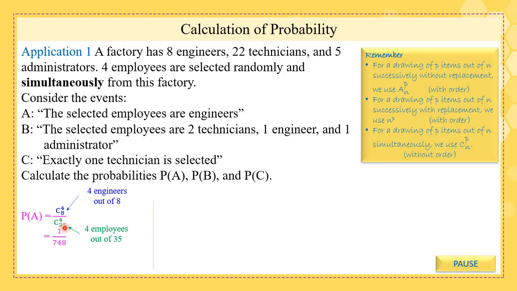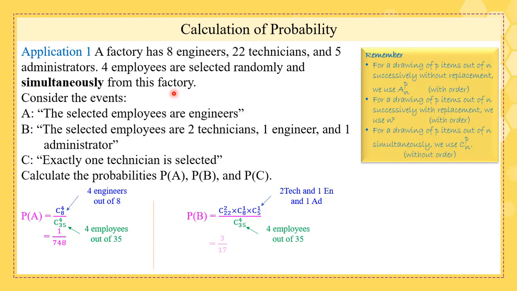Well, try to find P of B alone. For P of B, we need to select 2 technicians, 1 engineer, and 1 administrator. So 2 out of the technicians, 1 out of the engineers, and 1 out of the administrators over 4 out of 35. And we are always using combination because the selection here is simultaneous.